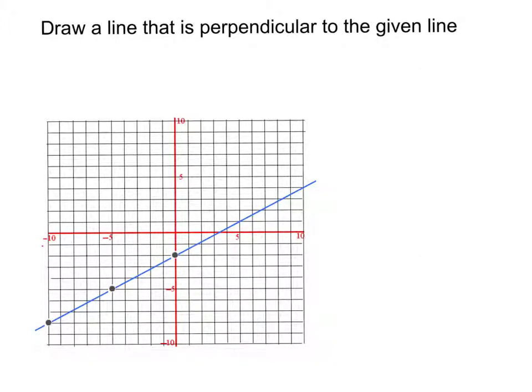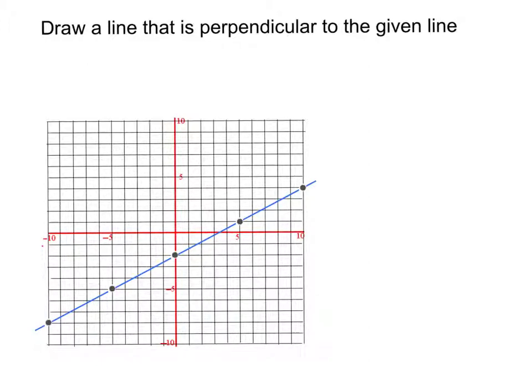The point 0, -2 is also on the graph. Also, the point 5, 1 is on the graph. And lastly, the point 10, 4 appears to be on the graph. Now that we have these points, we want to try to use the rise over run idea to find the slope of this given line.